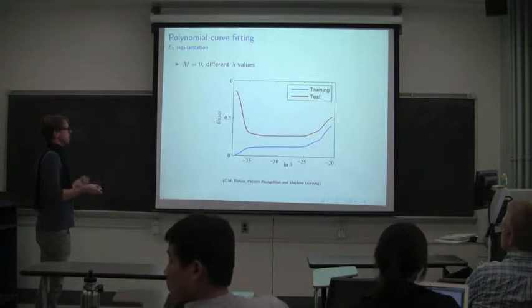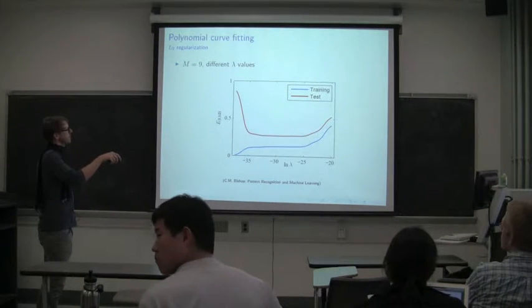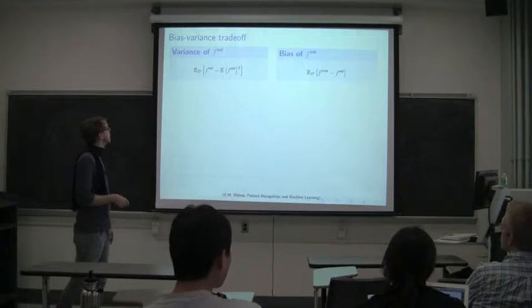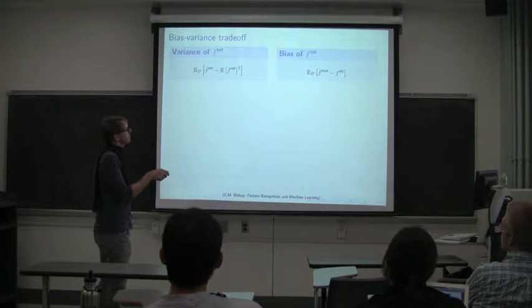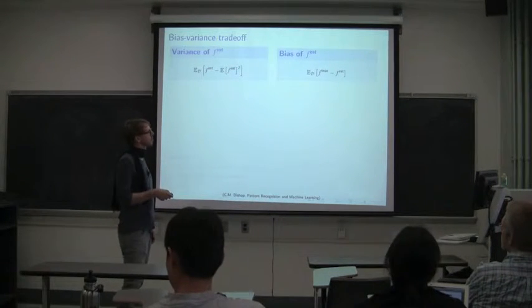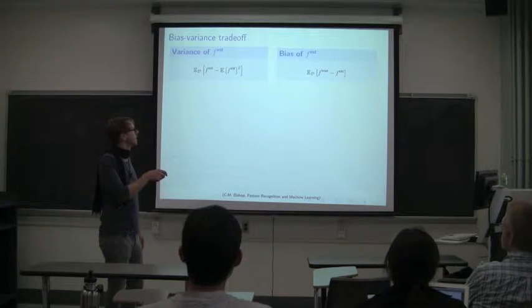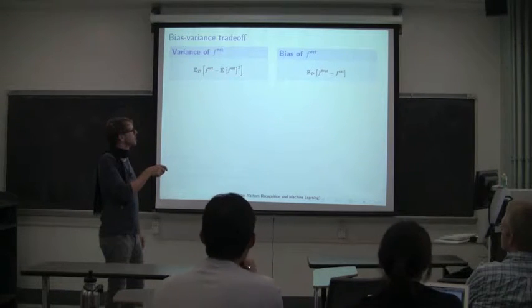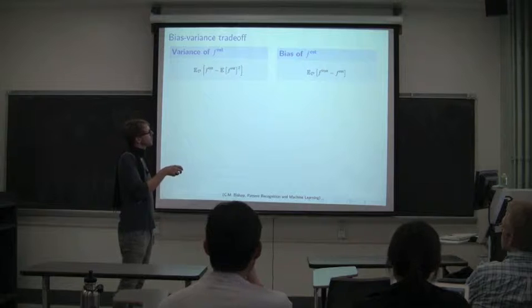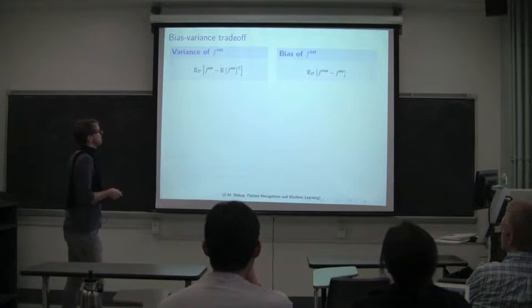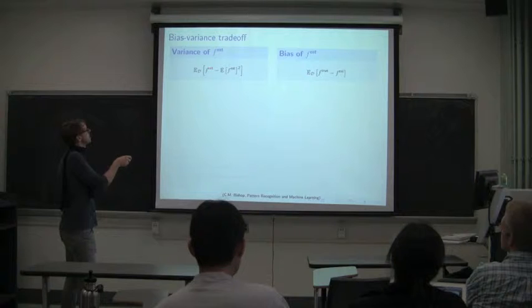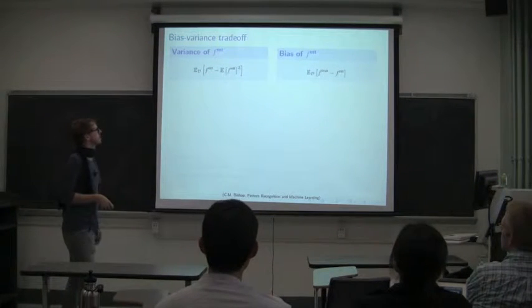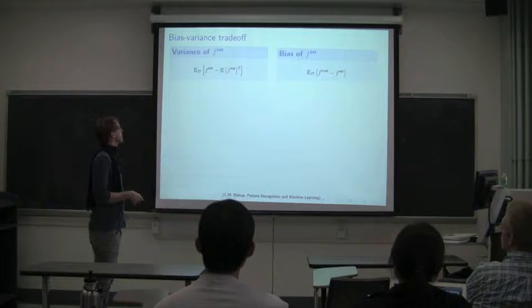So the picture is the same. We have regions where there's overfitting and regions where there's underfitting. We talked about the concept of bias and variance, where the bias of a parameter or a function is the expected difference, where the expectation is over the data distribution, between the true parameter and the estimate. The variance is the expected squared difference between its estimate and the expectation of the estimate.